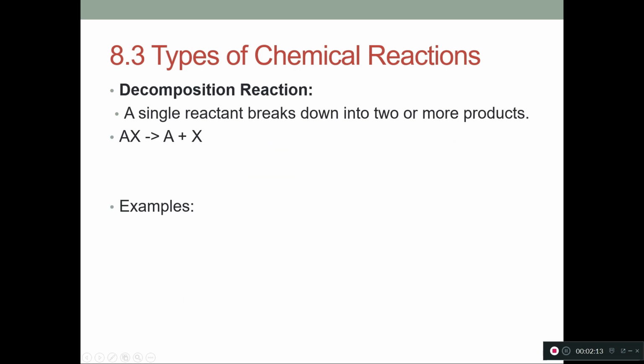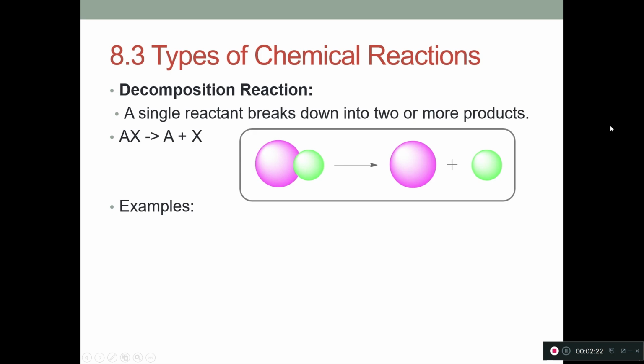The next one is the decomposition. This is when a single reactant breaks down into 2 or more products. The general scheme for that is AX becoming A plus X. So that would look something like this. It's basically the reverse of the combination. And so we take this purple and this green thing bound together. We break them apart into the single purple and the single green thing.